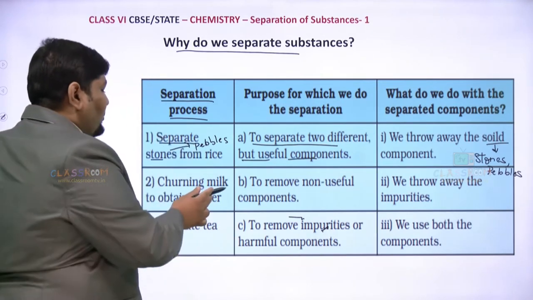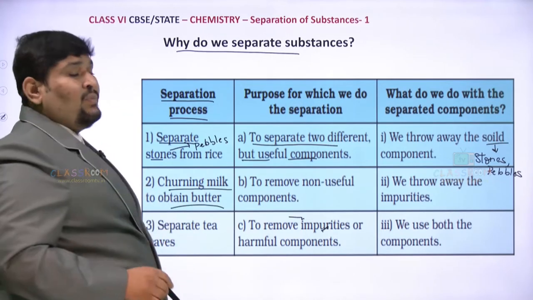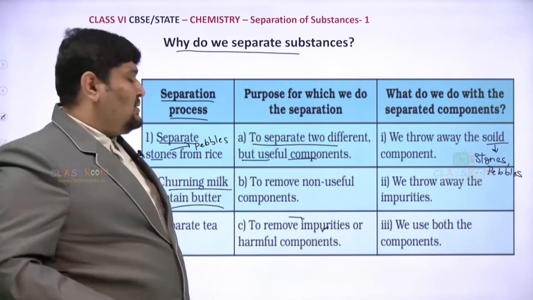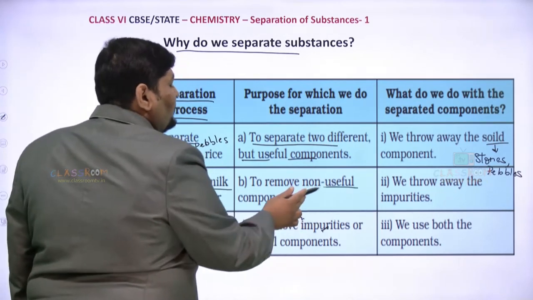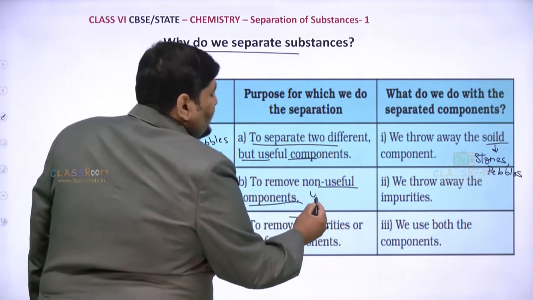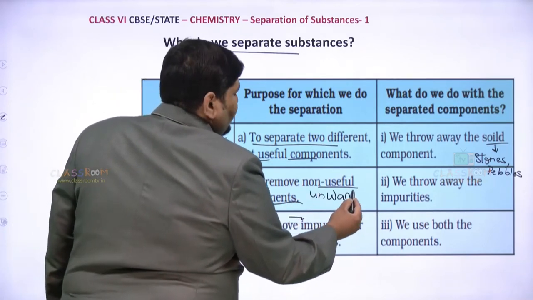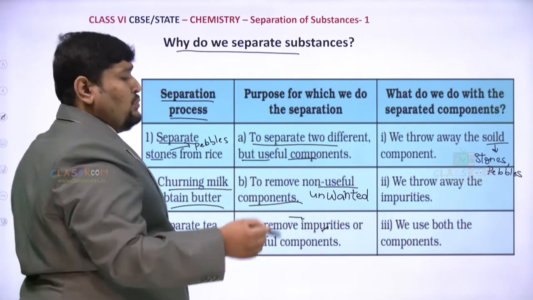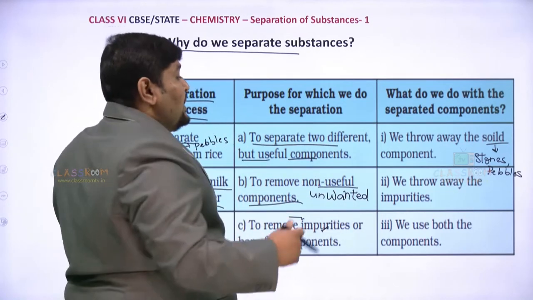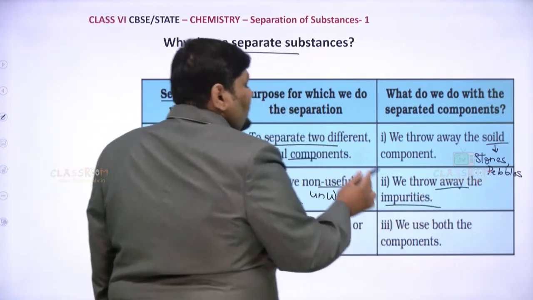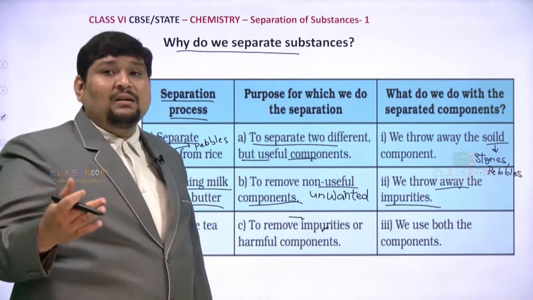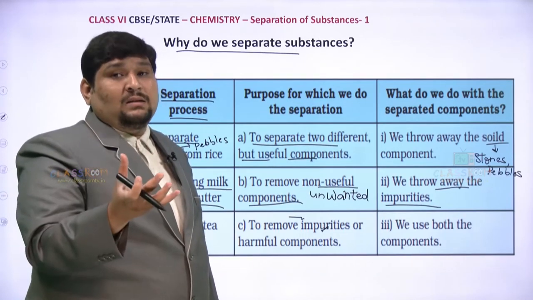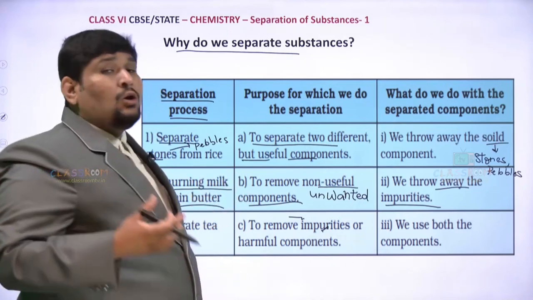In the same way, suppose you are churning milk to obtain butter, as we learned, the cheese or butter when you obtain it by churning the milk or curd. In such cases, all the non-useful components and unwanted substances are removed, where we throw away the impurities. What is left is nothing but the pure form of the butter or cheese which you are trying to obtain.